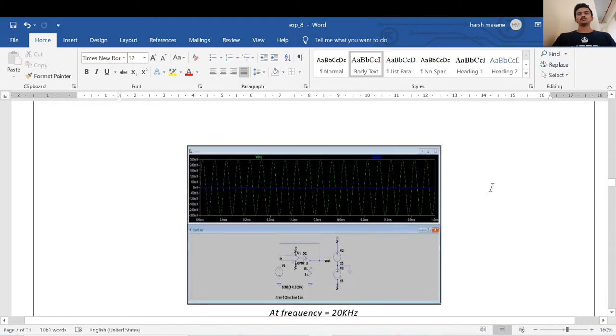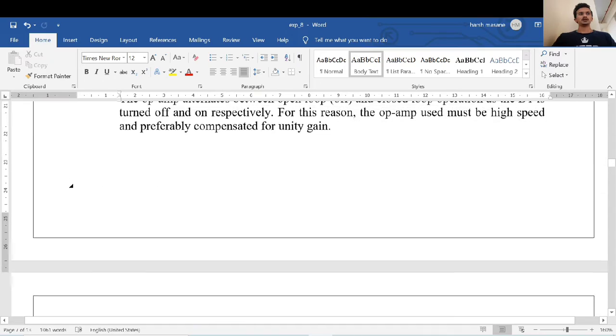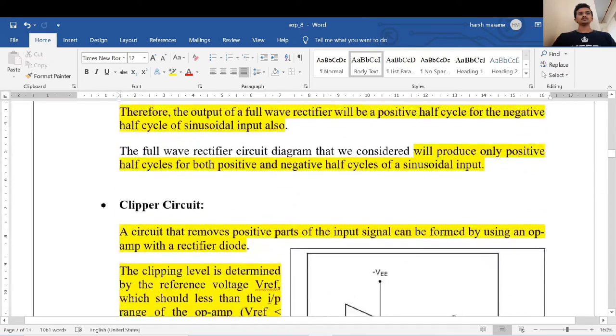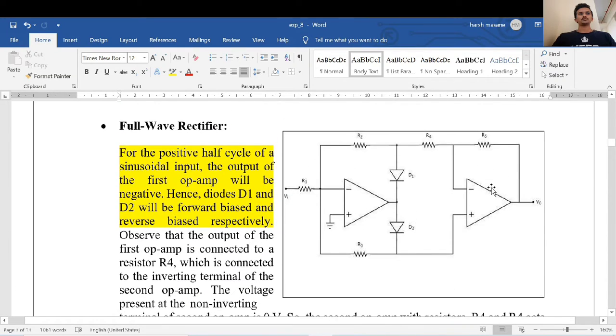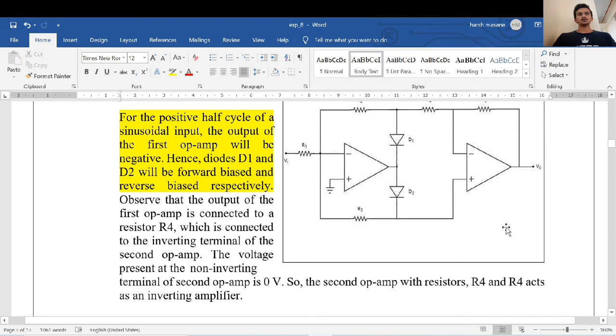Now we'll move to the next application of the precision diode, that is a full wave rectifier. In the full wave rectifier there are two diodes, and we use two op-amps. Both the op-amps are working in the inverting configuration. For the positive half cycle, the output of the first op-amp will be negative. So diode D1 gets forward biased, and diode D2 gets reverse biased. So at the output we get the positive cycle.